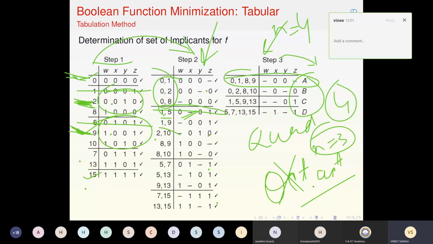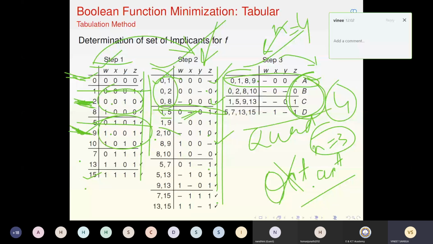We keep marking what A covers. A covers 0, 1, 8, 9. So 0,1 is covered, I mark it yes. 8,9 is also covered, 0,8 is also covered, and 0,9 is also covered. I mark all of those. They are all covered. So I will take only those which are not tick marked. There are only 4 now in the whole table. I look at table 1, table 2 and table 3, and pick only those terms which are not tick marked. All of them are tick marked here and here, and nothing is tick marked here. So I take the 4.